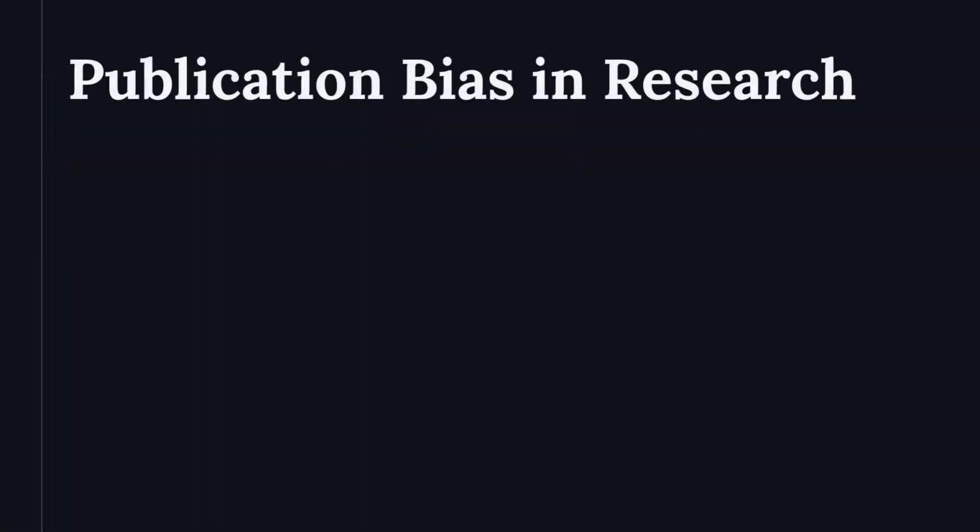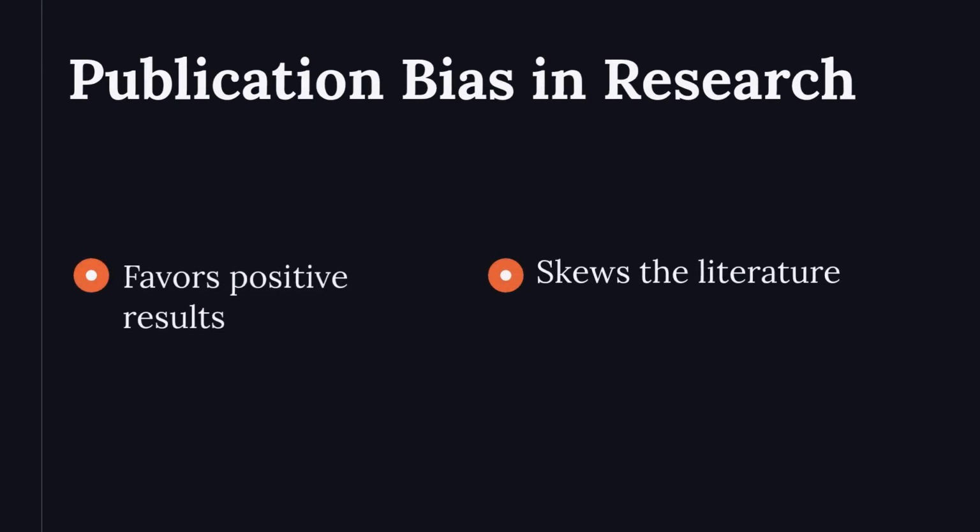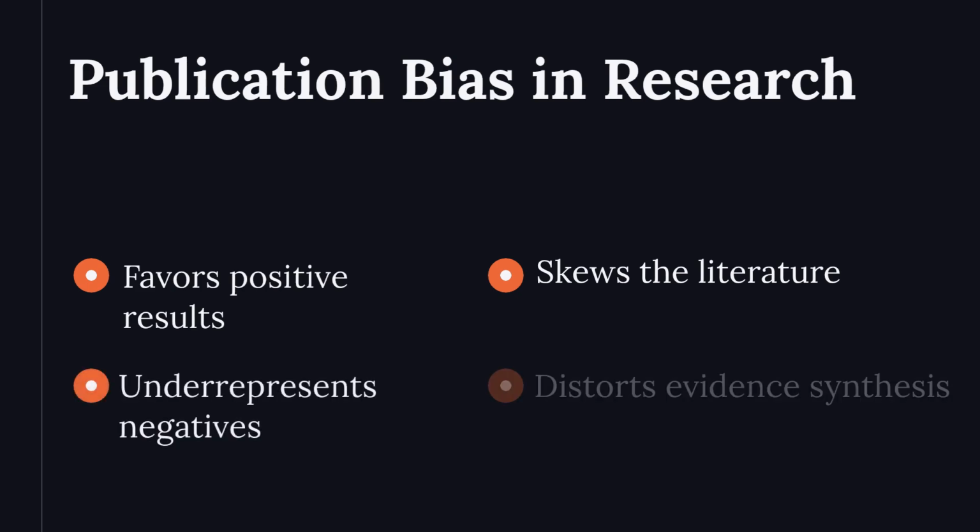Publication bias favors positive outcomes. It skews literature. Negative results are underrepresented. This bias distorts evidence synthesis. Addressing it ensures balanced research.